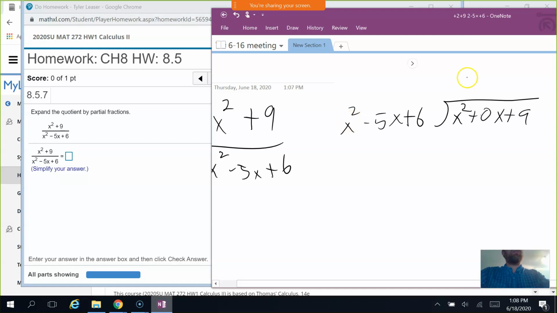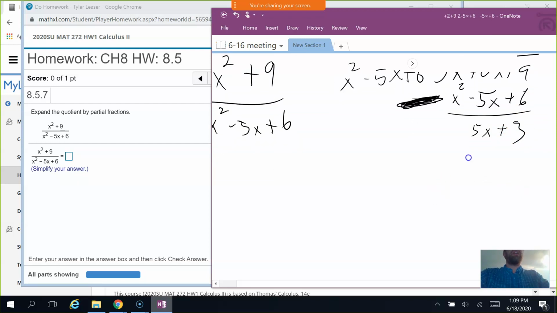Okay, so x squared goes into x squared just once. We're going to multiply that 1 times this whole thing, x squared minus 5x plus 6. Here's where you really need to be careful because you have to subtract this whole thing away. x squared minus x squared is just 0. But then we have 0 minus negative 5. The double negative is going to change that into a positive 5x. Then we have 9 minus 6, which is plus 3. All right, so that's going to be our remainder here.